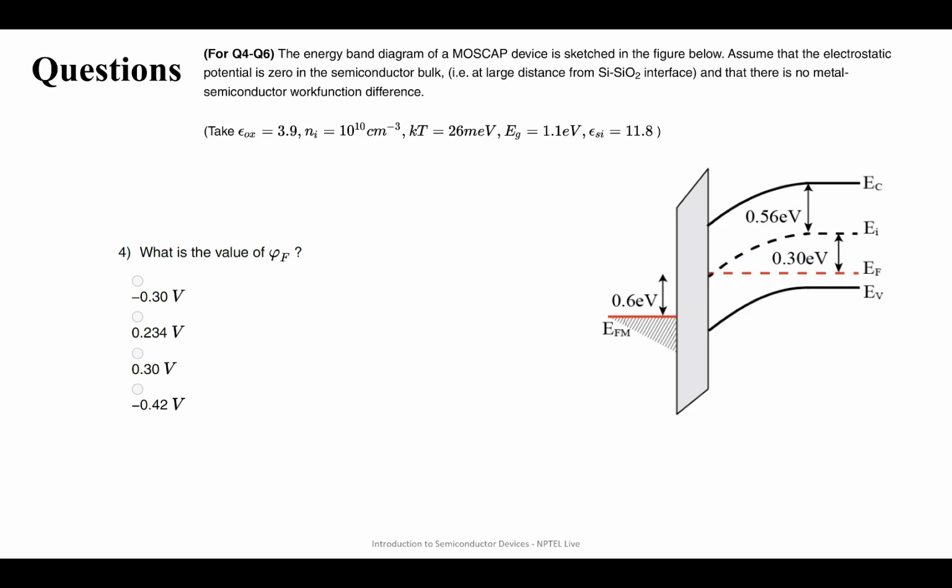Four questions, 4 to 6. The energy band diagram of a MOS cap device is sketched in the figure below. Assume that the electrostatic potential is 0 in the semiconductor bulk, that is, at large distance from the SiO2 interface, and that there is no metal semiconductor work function difference. Take epsilon ox equal to 3.9, Ni equals 10 to the power 10 per centimeter cube, kT equals 26 millielectron volts, Eg equals 1.1 eV, and epsilon Si equals 11.8.